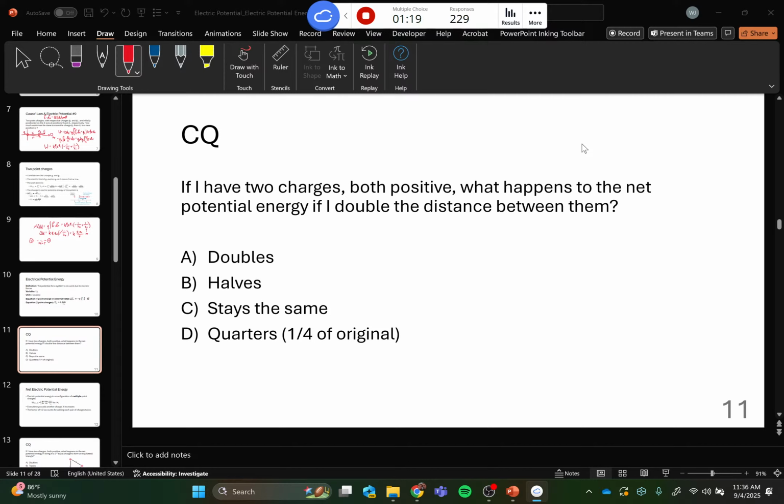Was it squared in the last slide? I really hope it wasn't. Okay. But that's important. All right, give y'all about 10 more seconds. And 5, 4, 3, 2, 1, 0.